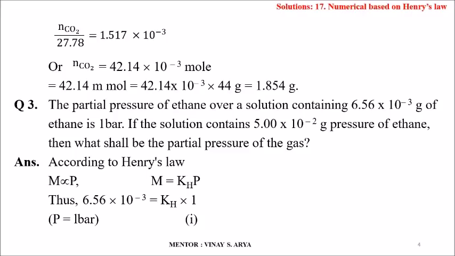Coming to the third numerical: the partial pressure of ethane over a solution containing 6.56 into 10 to the power minus 3 grams of ethane is 1 bar.